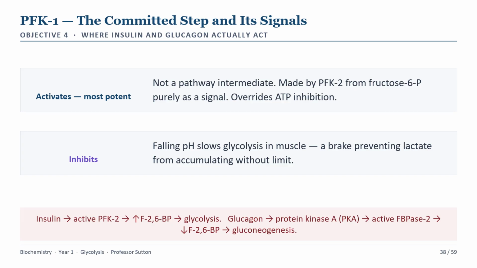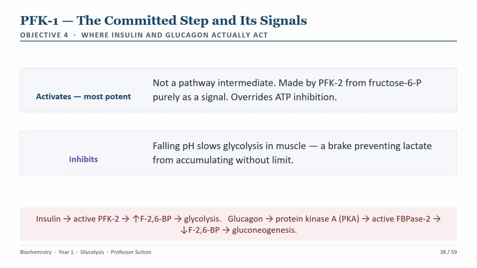Following the logic, in the fed state, insulin leads to dephosphorylation of the bifunctional enzyme. That leads to activation of phosphofructokinase 2, which raises fructose 2,6-bisphosphate, which activates phosphofructokinase 1, which drives glycolysis. Insulin, high fructose 2,6-bisphosphate: burn glucose.